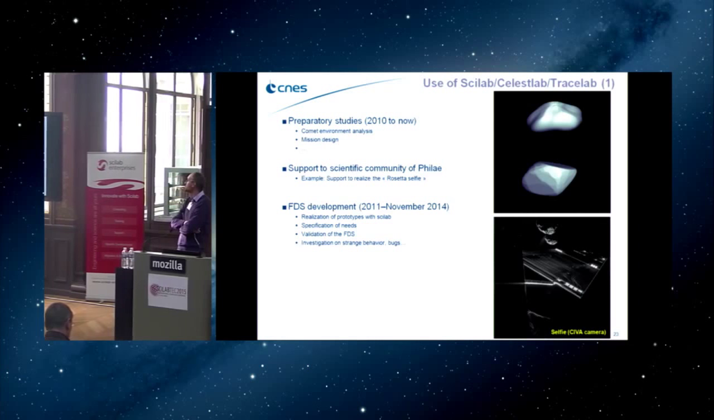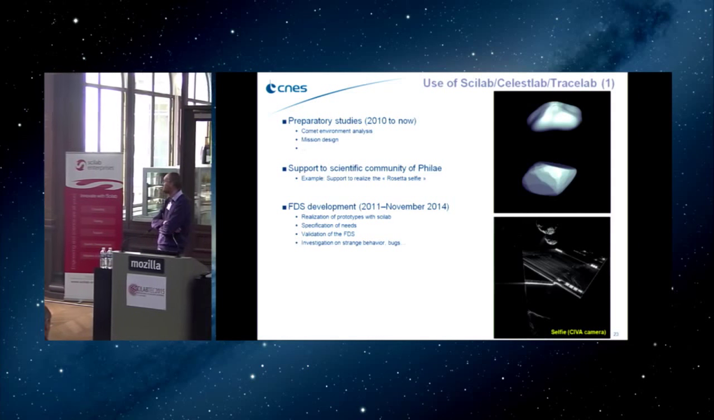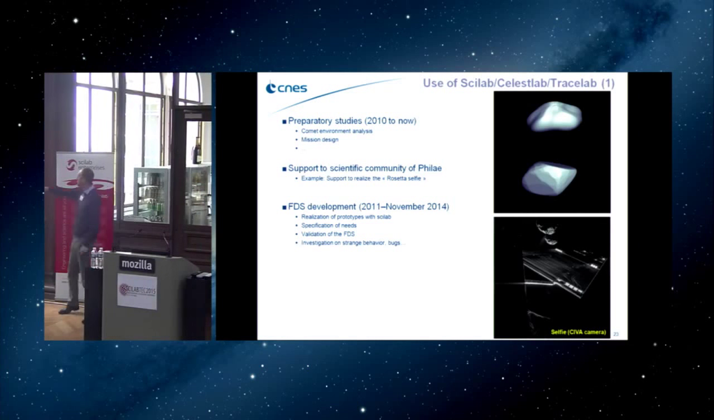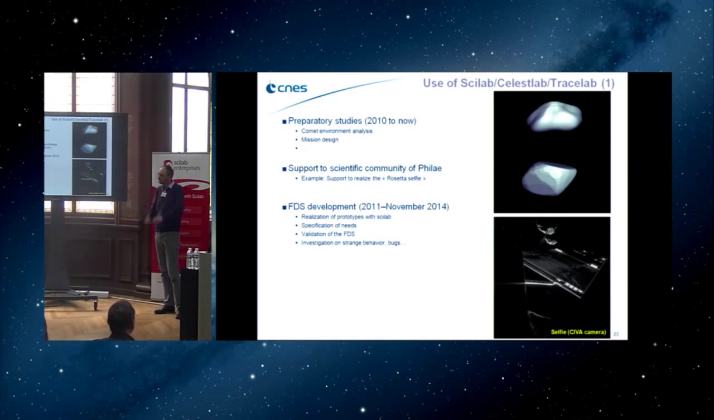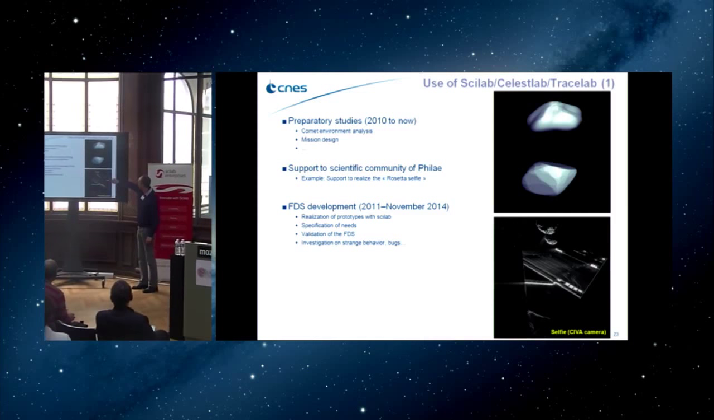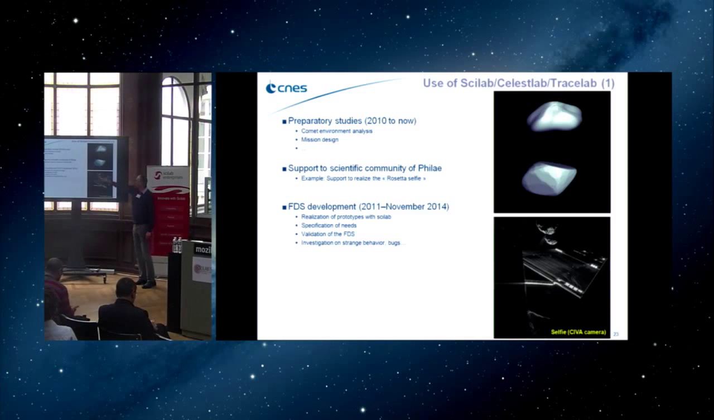We also have to bring some support to the scientific community. A typical example is this picture. It was realized when Philae was still attached to Rosetta. So you have the solar array of Rosetta, and here you have the comet. And the camera Shiva on board Philae wanted to realize, for communication purposes, pictures with the comet nucleus and the solar array. So we had to compute with Scilab, and we did it actually. You have to tell them you can take the pictures at this date to have this configuration.